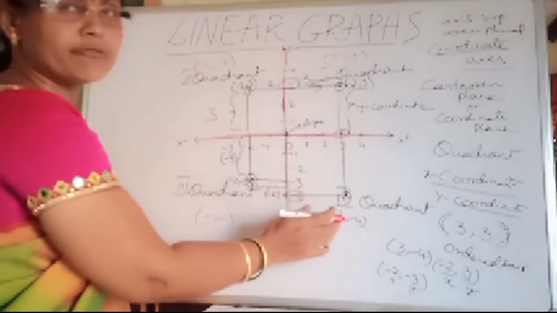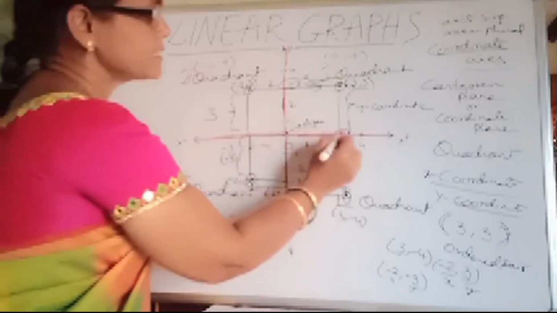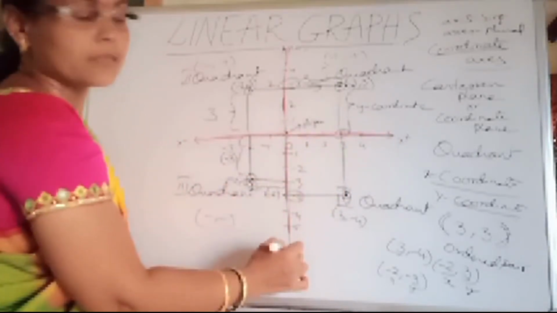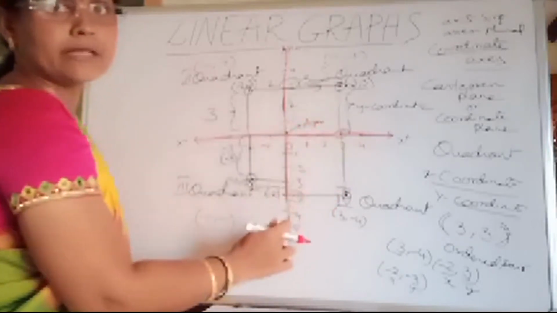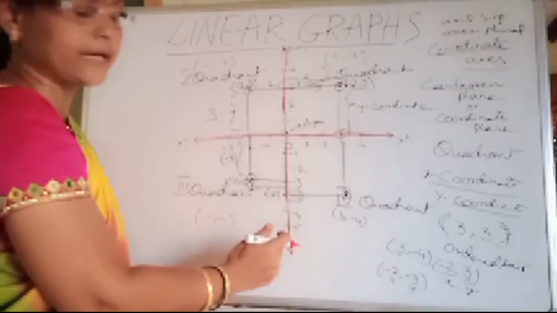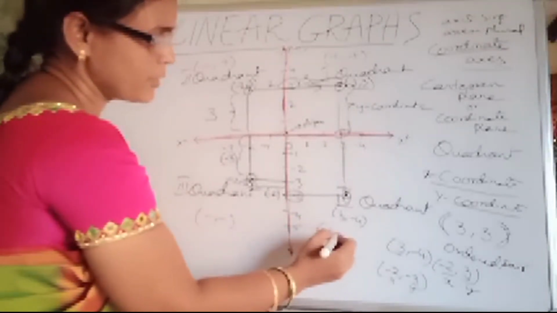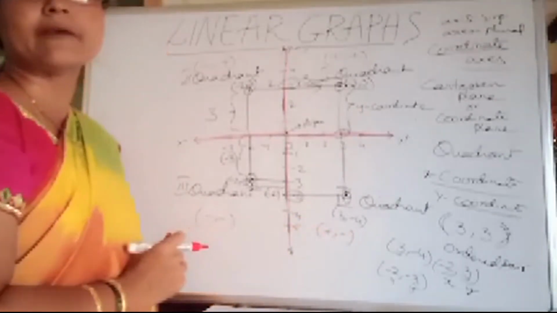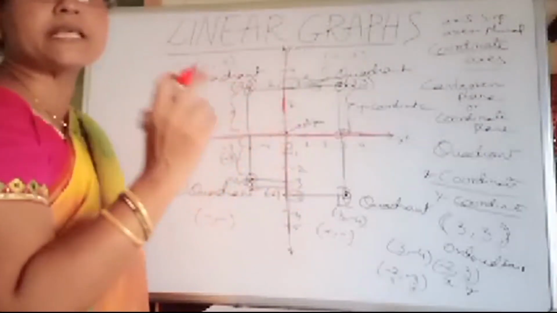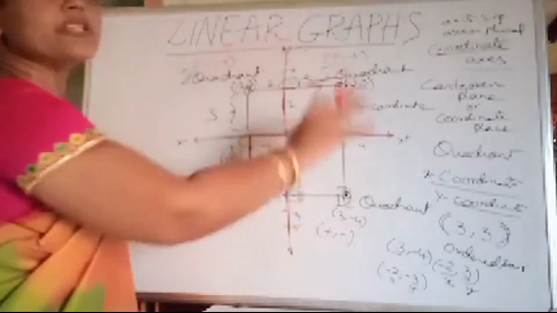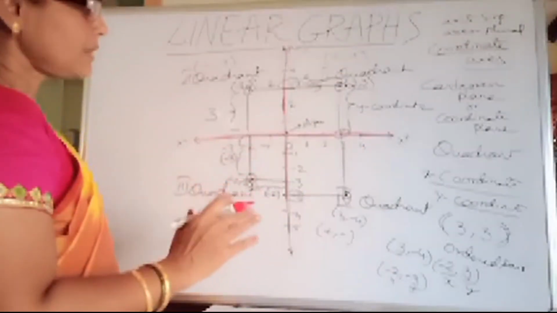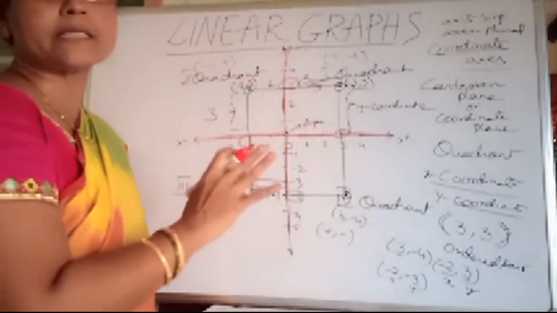So all the points will have negative, negative. Now coming to the fourth quadrant. Here this is the positive x-axis and this is the negative y-axis. So my x-coordinates will be positive and y-coordinates will be negative. So all points will be of the form positive, negative. So with this, by seeing the point itself, you can tell in which quadrant it lies.